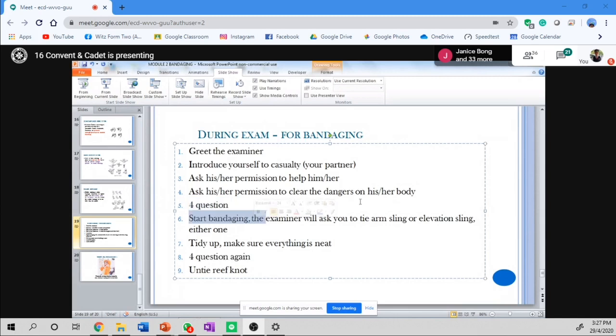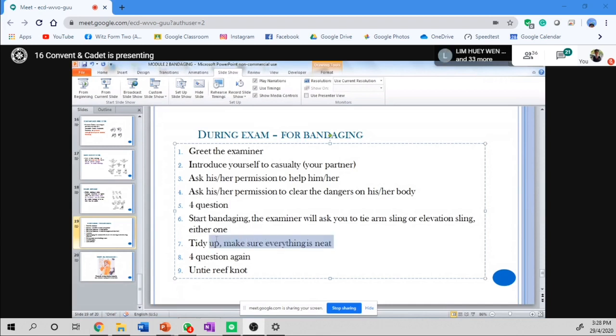Start the bandaging, either arm sling or elevation sling. The examiner will ask you to tie the arm sling or elevation sling. For new members, the examiner will say it directly, like, I want you to tie an arm sling or elevation sling. But for second year or third year members, the examiner might test you more. The examiner might tell you there's an injury on the upper arm, so what should you do? Then you say elevation sling, and you just perform it.